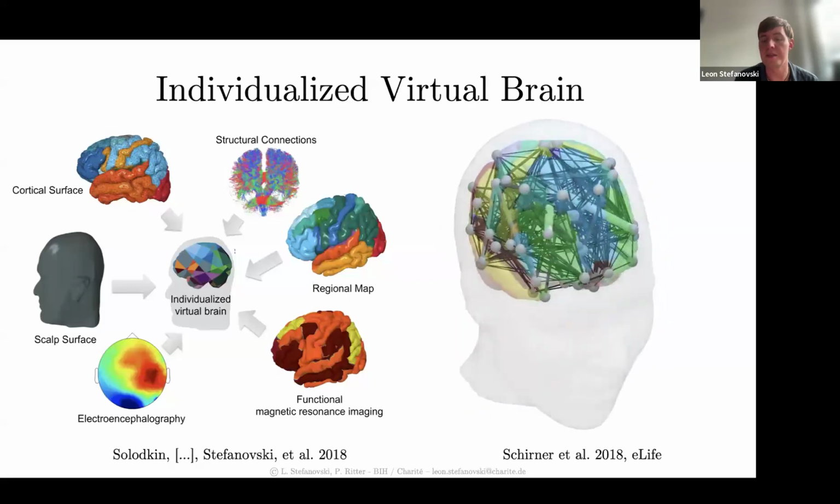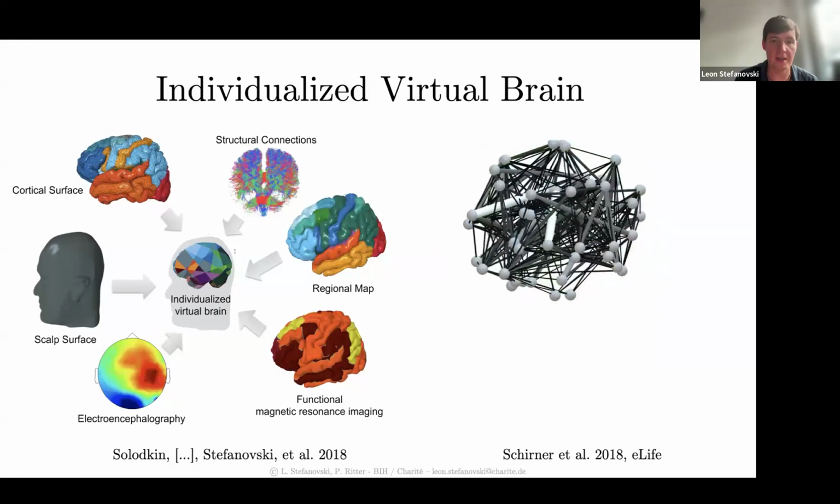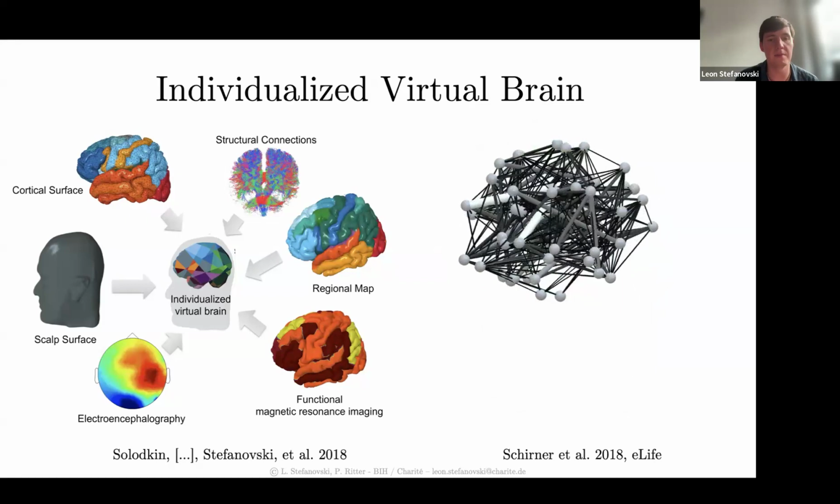This can then be fitted and optimized with different empirical data from the individual, and this is the individualization. We actually have individualization happening on several levels. The structural connectivity can be individual, but we can also fit it with individual functional connectivity data, but also with any other functional data, can be EEG, MEG, PET, whatever. So the ideas to constrain this model are potentially endless.